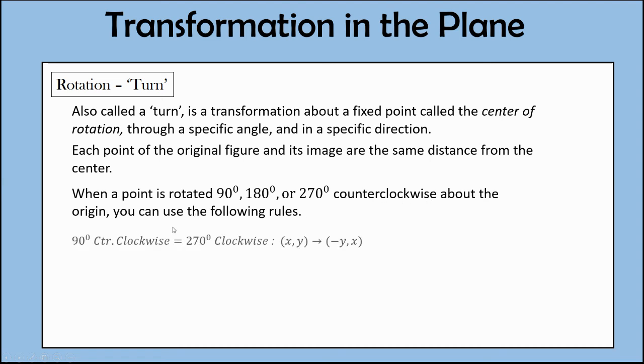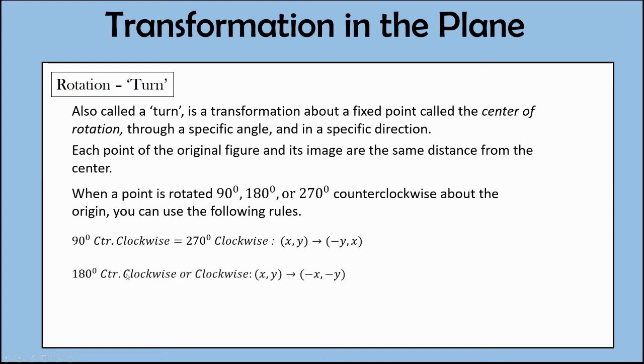And guys, this is all about using the rules. If you're going to move it 90 degrees counterclockwise, and that's the same as going 270 clockwise, then your rule is: take your ordered pairs, and the new location will be the opposite of Y is now the X position, and the X coordinate is now the Y coordinate.